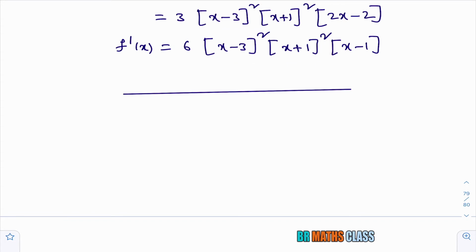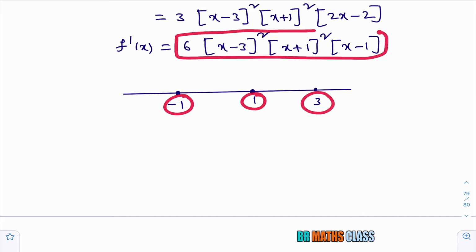Now I'll mark these critical points. If I equate this to 0, I'll get x equal to 3. If I equate this to 0, I'll get x equal to minus 1. If I equate this to 0, I'll get x equal to 1. So you observe here, I just marked the critical points. When I put x equal to minus 1, 1, 3, in such case f dash of x will become 0.